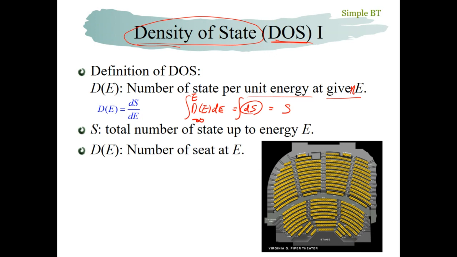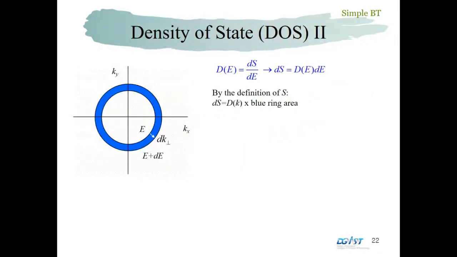So in other words, if you're taking this theater seat model, density of state means the number of seats at a given energy E. So if we think about energy E here, how many seats we have, we can count it. That's the meaning of the density of state. And if we add up all those numbers, we can obtain the total number of states up to that energy. So those density of states is, by the definition, this form, or to rewrite this form.